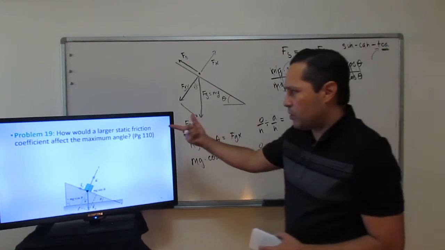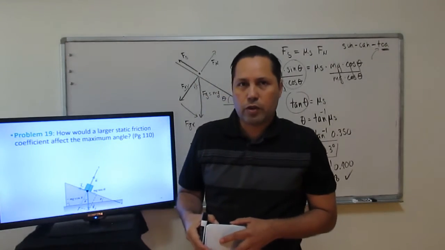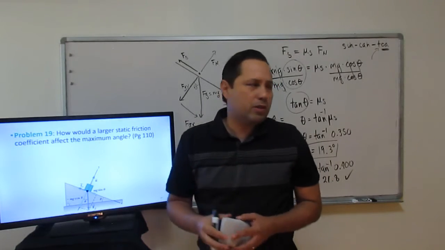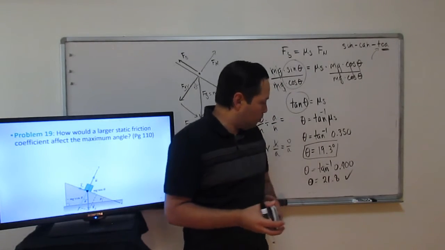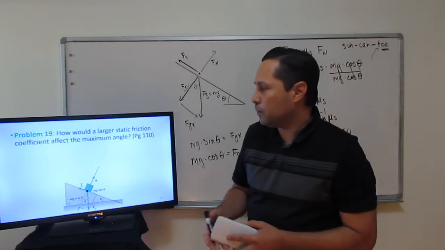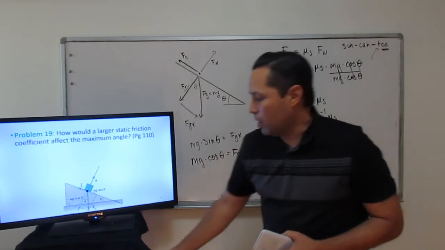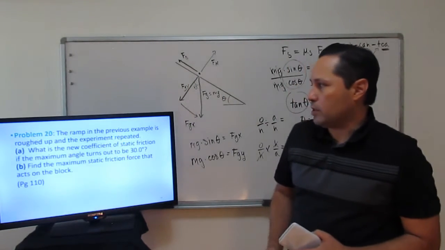So can we make that proper statement? Yes, if you increase the coefficient of static friction, you can get a bigger angle. The answer is yes, and we went through the math. It works out. All right, let's go ahead and move on to our next problem, problem number 20.